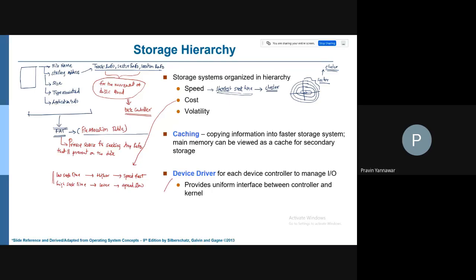Since the hard disk is hardware, to get maximum throughput from this hardware you need a device driver. There is a device driver for each device controller to manage IO operation. This device driver provides a uniform interface between the controller and the kernel. Kernel means the part of the operating system. Kernel is actually a daemon, which is nothing but an active process of the OS, which remains active in primary memory as long as the operating system is active.